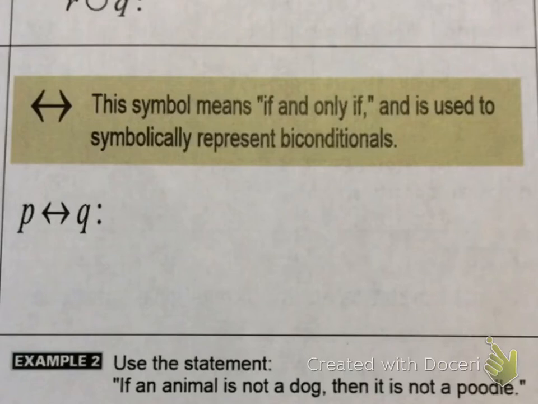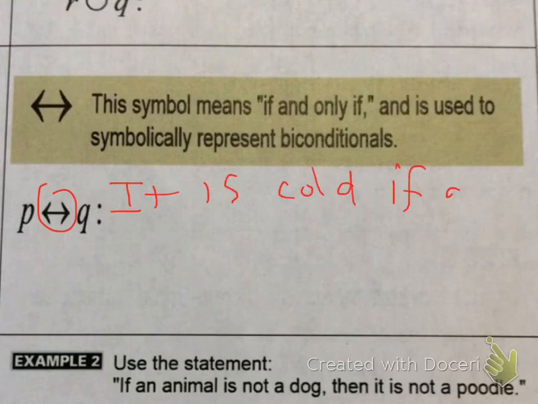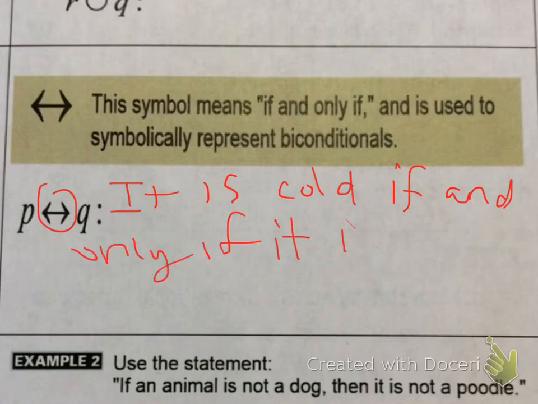Okay. So then the double arrow, the arrow going both directions, this is an if and only if statement. It means if and only if this can happen. It's a biconditional statement. So if we're doing P if and only if Q, then it will be it is cold if and only if it is snowing. For that biconditional statement.